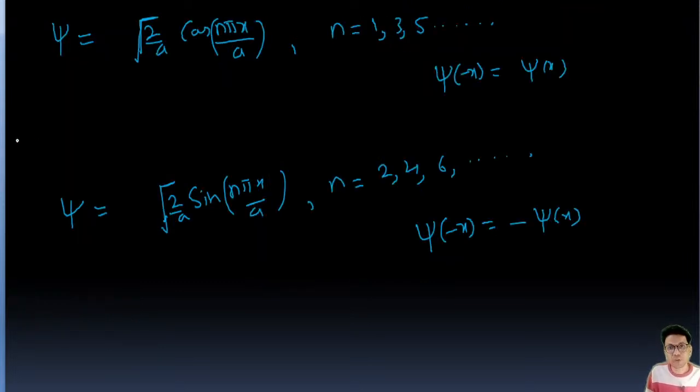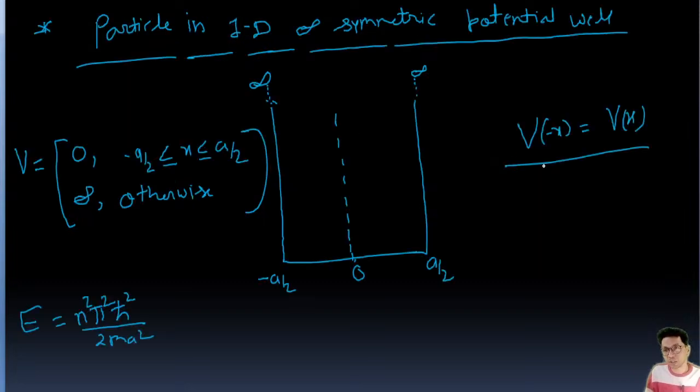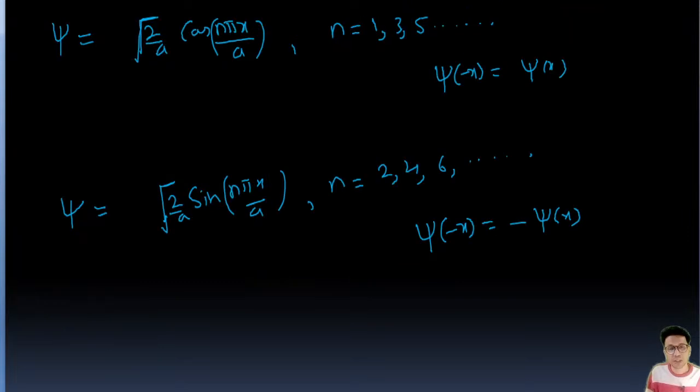The wave functions, because this is a symmetric potential, that is V of minus x is going to be V of x. If the wave function is symmetric, that is psi of minus x equals psi of x, then the wave function is going to be root 2 upon a cos of n pi x upon a. The value of n is going to be odd numbers: 1, 3, 5, and so on.